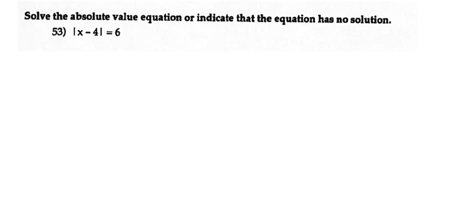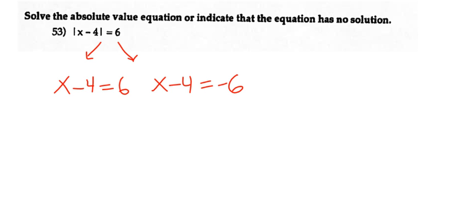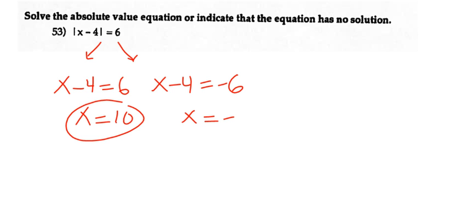What your teacher probably said at that point is that you get two different equations based off of this situation. The first one would be x minus 4 equals positive 6, and x minus 4 equals negative 6. And then we're just going to solve both equations, and you can see for this one I get x is equal to 10, and this one I get x is equal to negative 2. I hope you consider why this is true.